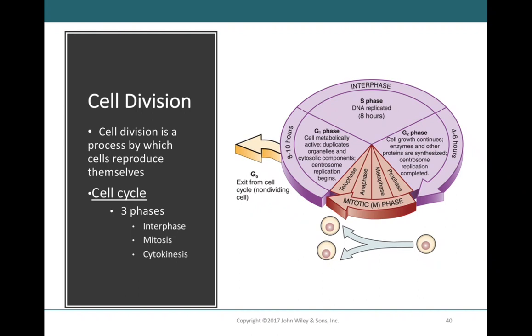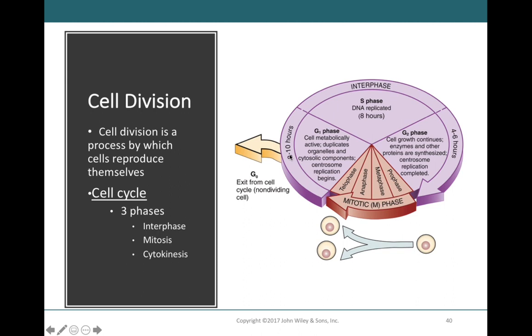So the next topic that we see here in chapter 3 is cell division. Cell division is the process by which certain cells will divide themselves into two daughter cells. And so what we see here on this page, this is the cell cycle. So that's going to be the other thing that we're going to talk about here on this page.